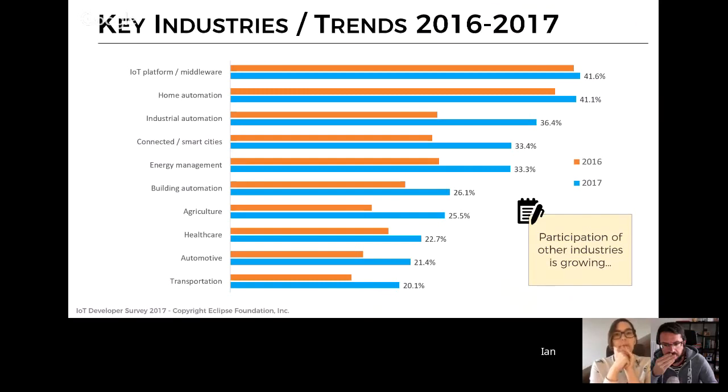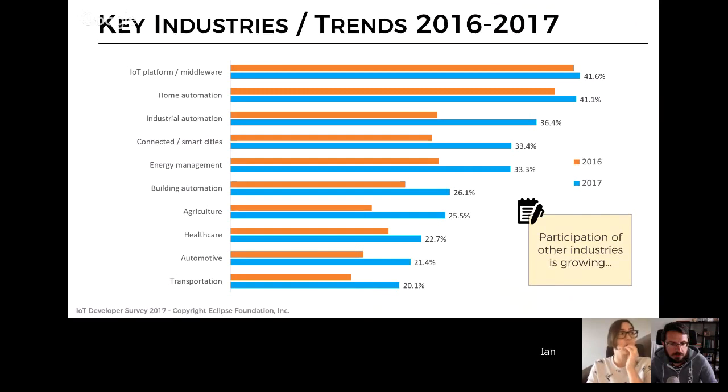So there's a number of people in this survey, and that's typical of the trends. I think of new technology, you get the technology vendors actively participating, building horizontal solutions, and then the industry verticals start to engage with them. And I think what we've seen this year is that some of the industry verticals are really coming on strong. So industrial automation, connected city, energy management in particular have come on strong there.